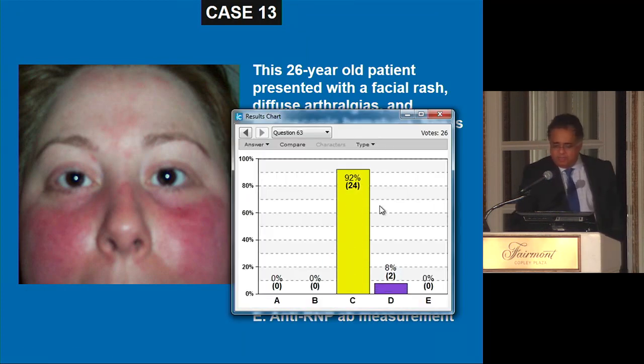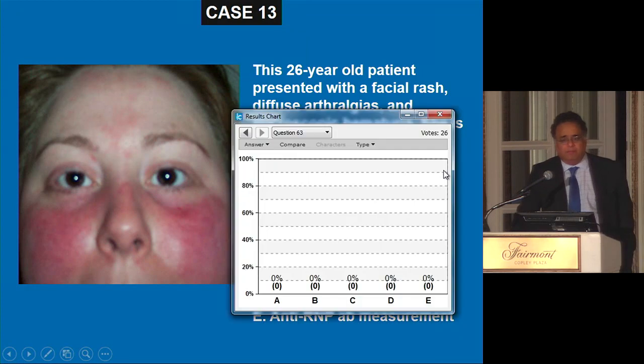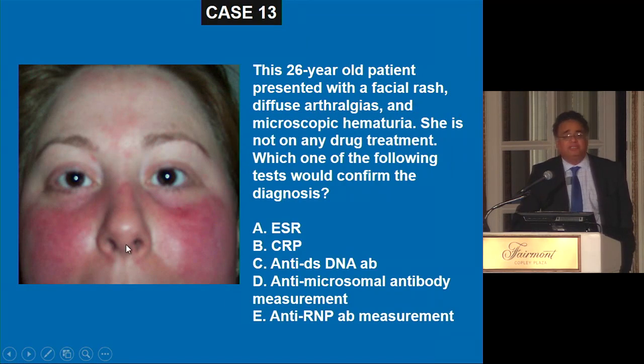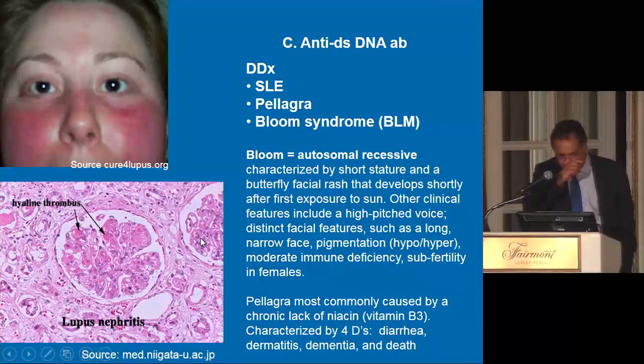Yep, I'll leave you on a positive note. This is a patient with a malar rash from lupus. You see the sparing of the nasolabial fold. This is a typical rash. The test you would do is anti-double-stranded DNA.